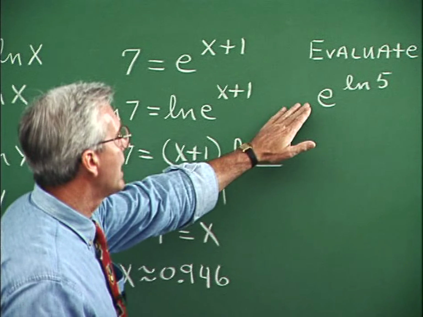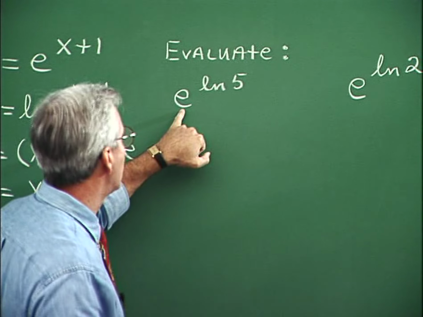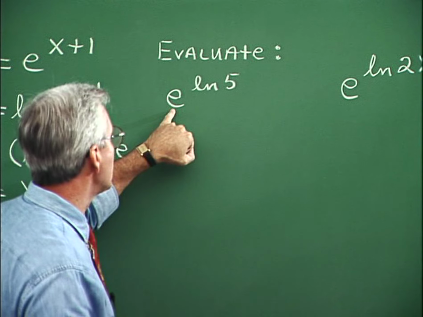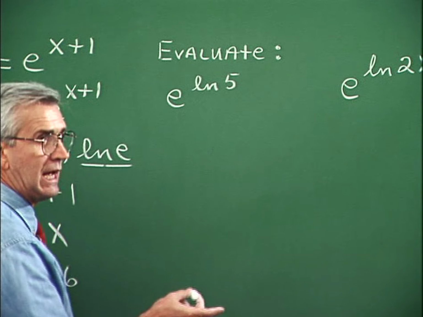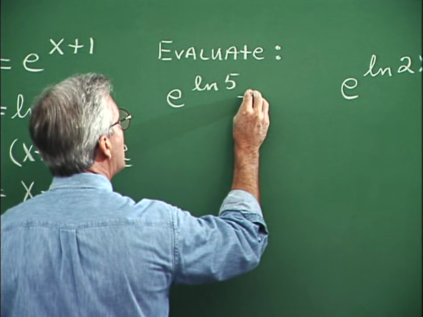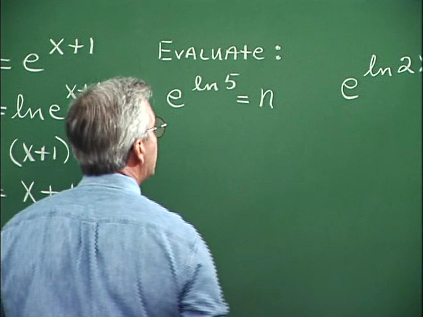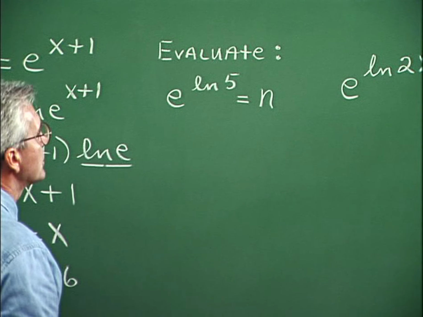Now let's evaluate this. This is kind of a special form. You'll notice that we have the natural base e, and in the exponent we have ln. We have natural log, and this is a special kind of thing. To evaluate it, I'm going to set this equal to a letter, let's say n, and we're just going to evaluate this expression.